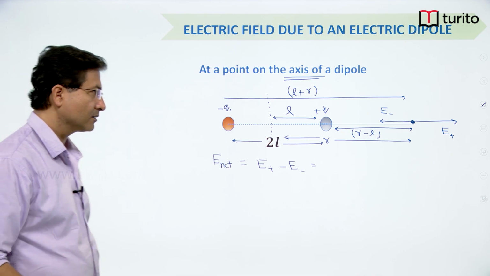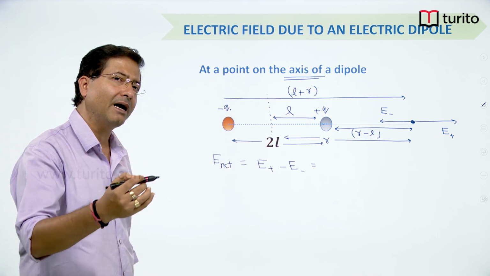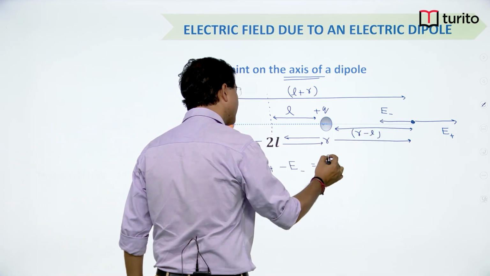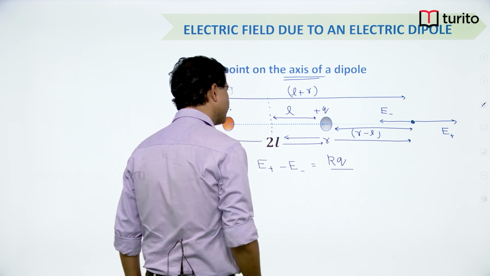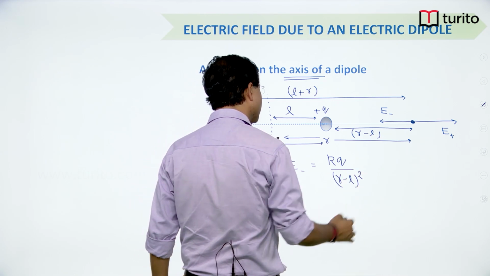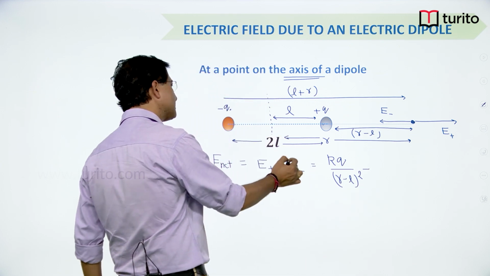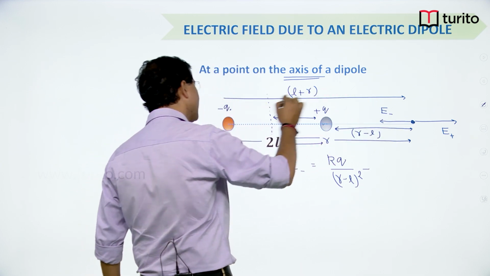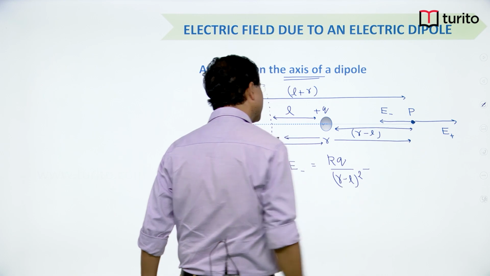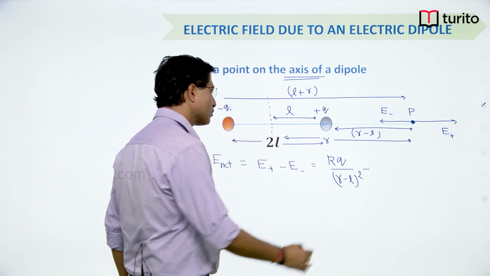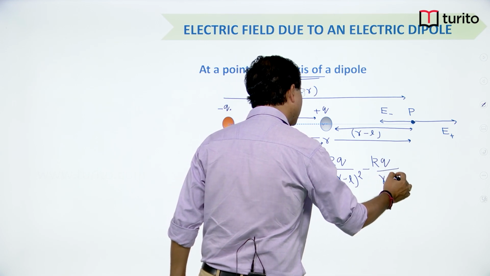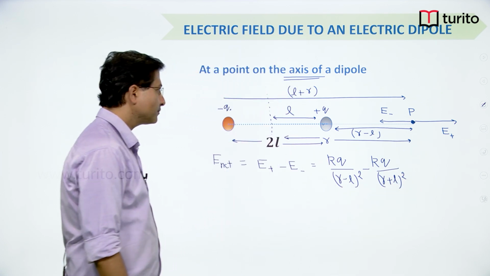Due to a point charge, the field at distance r has the formula kq by r square. So because of this positive charge at this particular point, I will write kq divided by the separation squared, (r minus l) whole square, minus the field produced by this negative charge, which is at distance r plus l from point P where we want to find the field. So kq divided by (r plus l) whole square, right.